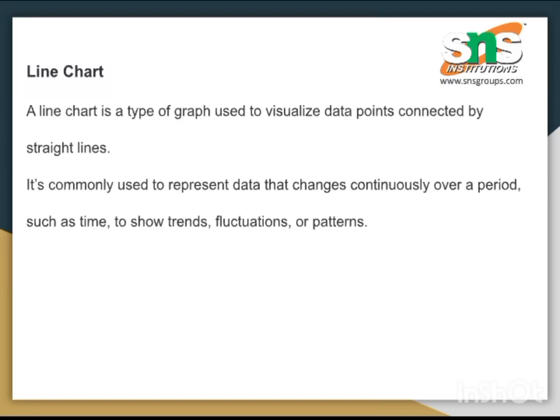Okay, now we will move on to the line graph. A line chart is a type of graph used to visualize data points connected by straight lines. This is usually called the linear graph. It is commonly used to represent data that changes over a period of time, or it shows trends, fluctuations or patterns of data sets.